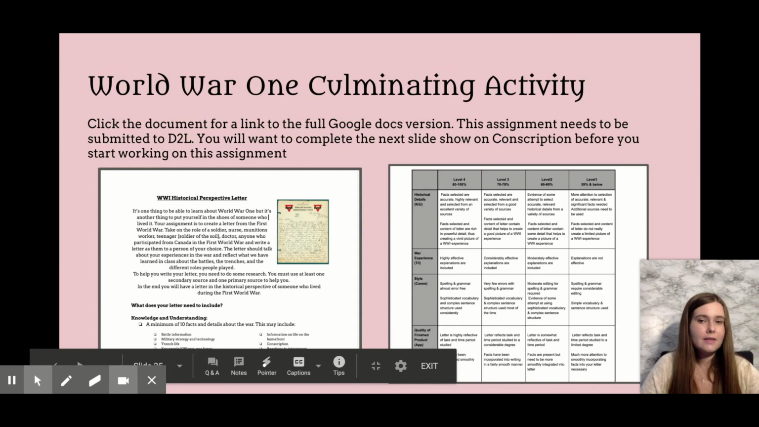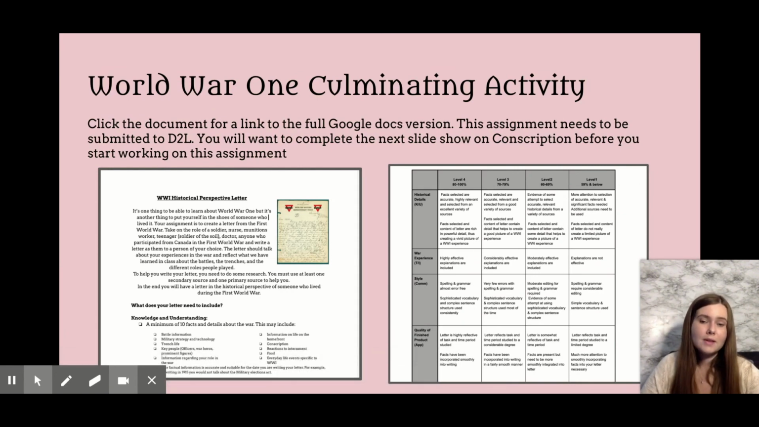So basically in this activity, you're going to be writing a letter in role as someone in the First World War. If you have questions about it, please don't feel afraid to email me. Make sure you read through the rubric as well so you can see how you're going to be assessed.